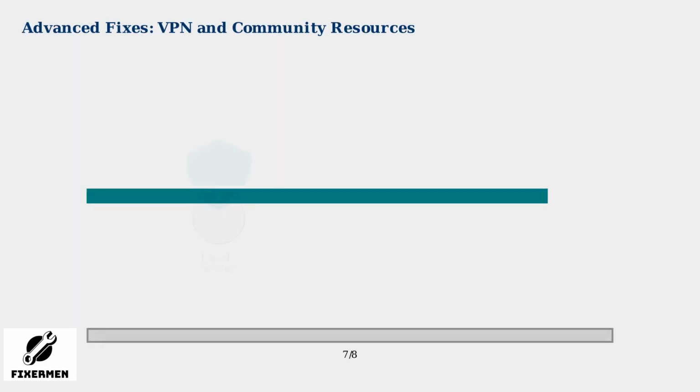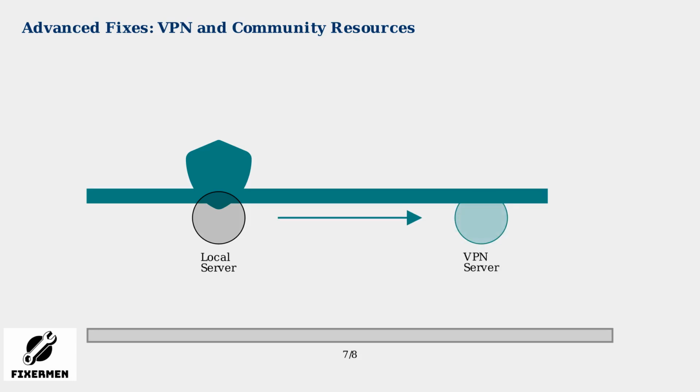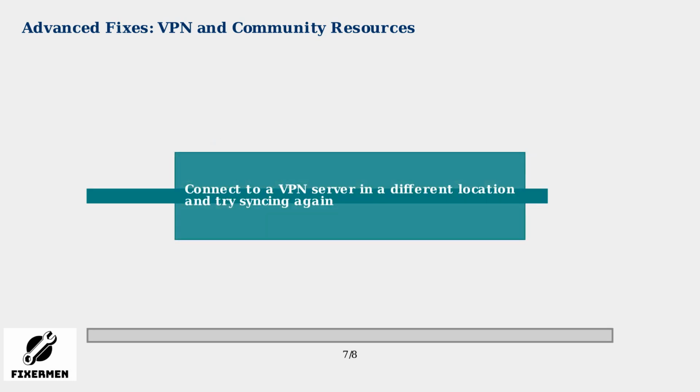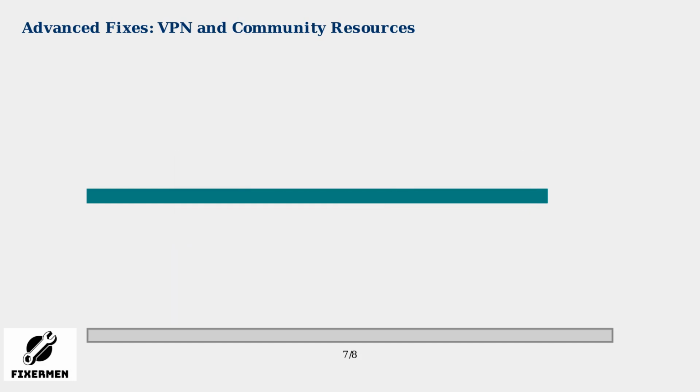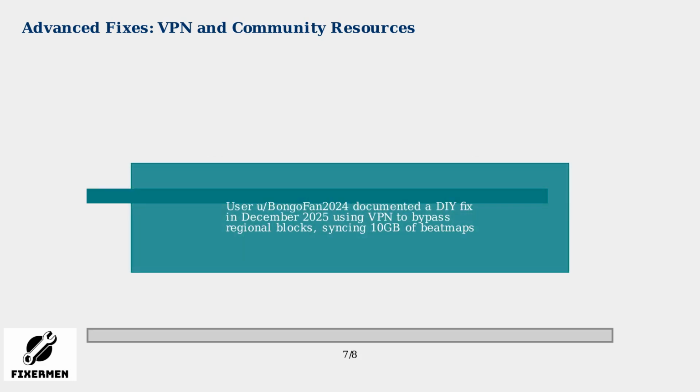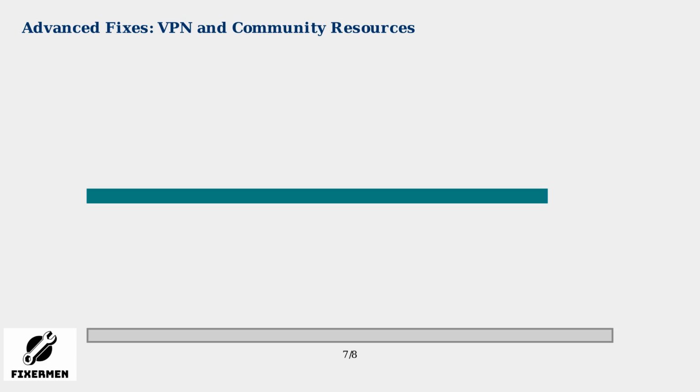For advanced fixes, some users have found success using a VPN to bypass regional API blocks that might be causing sync issues. To use this fix, connect to a VPN server in a different location and try syncing your data again. Additionally, check the Bongo Cat community forums on Reddit and Discord for user-created tutorials and fixes. A notable example is user UBongoFan 2024, who documented a DIY fix in December 2025, using VPN to bypass regional API blocks and successfully syncing 10 gigabytes of custom beatmaps.